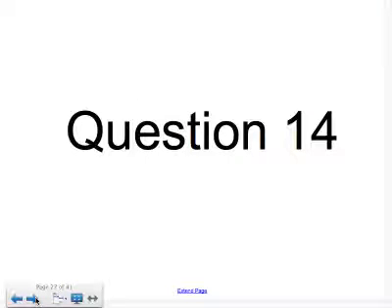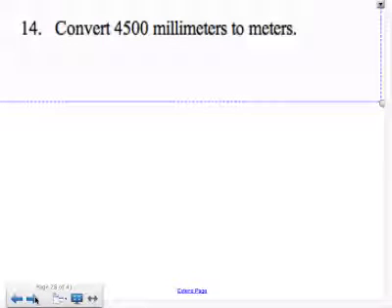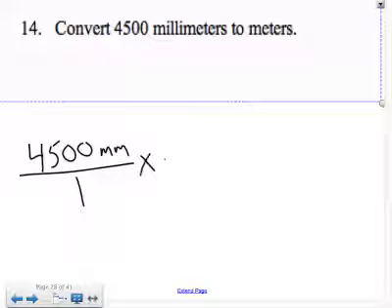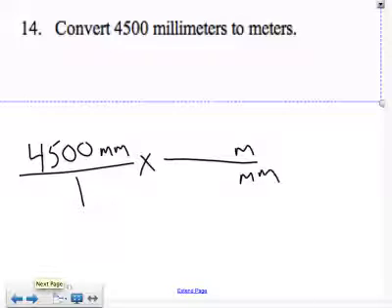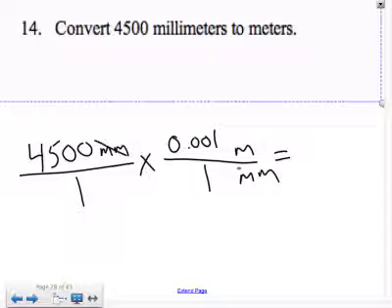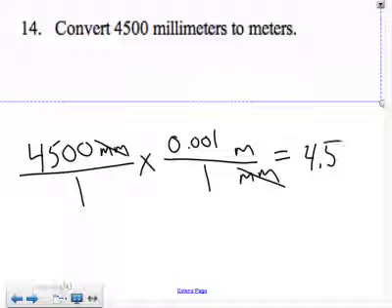Number 14. Convert 4,500 millimeters to meters. Here's another dimensional analysis problem. So 4,500 millimeters over 1 times, we're converting to meters from millimeters, and 1 millimeter is 0.001 meters. So if we cancel out millimeters, 4,500 times 0.001 is 4.5 meters. That's the unit that we wanted.